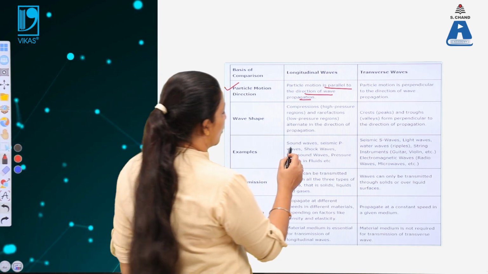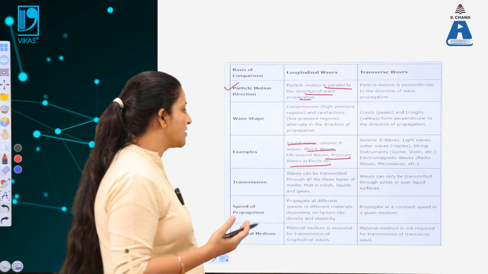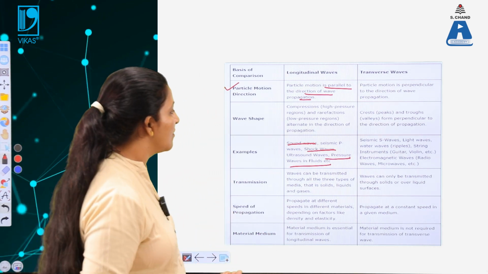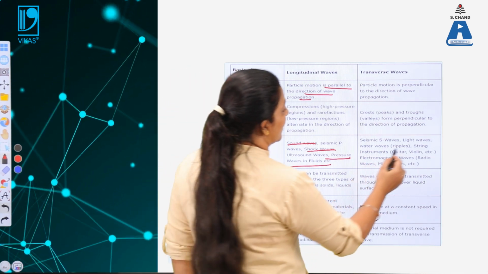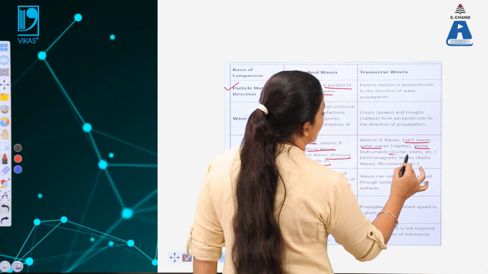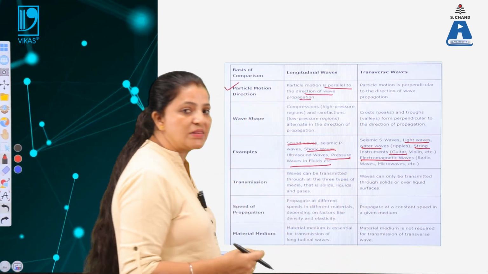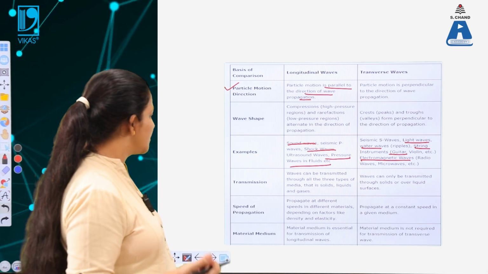Examples of longitudinal waves are sound waves, shock waves, and all these pressure waves in fluids. While in the transverse case, light waves, water waves, the waves produced in strings like on a guitar or other musical instruments, and also electromagnetic waves, all these are examples of transverse waves.